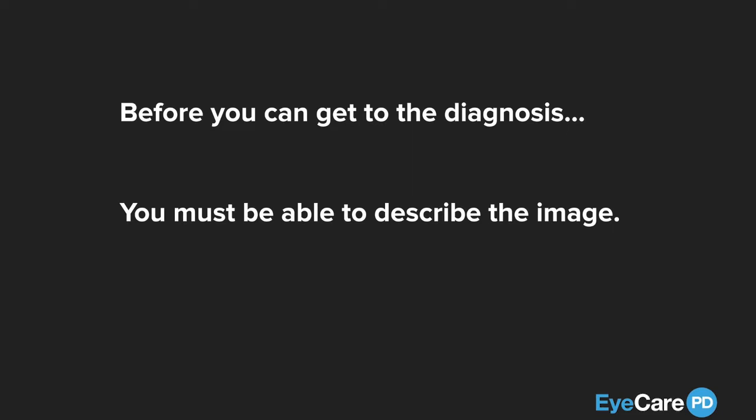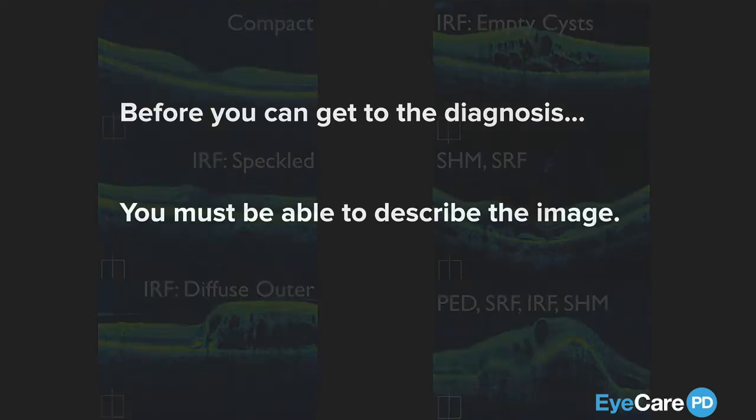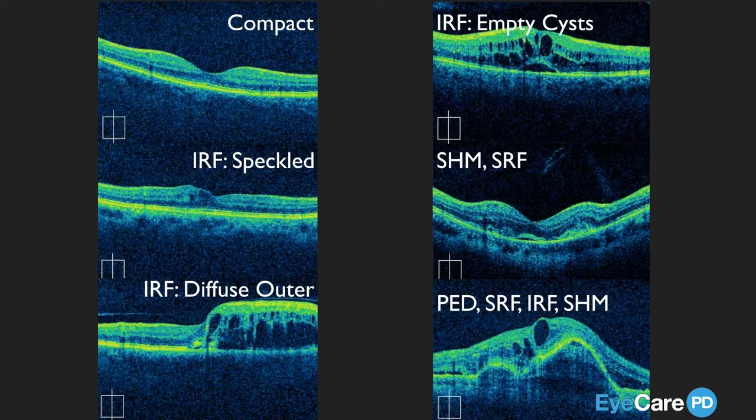And before you can get to the diagnosis, you really must be able to describe the images accurately. So again, showing you these descriptions of these images, these are common OCT words that we use to be able to describe the OCT. And really, it's that description of the patterns that's going to lead you to the right diagnosis. And of course, that in turn will lead you to all the next steps, such as treatment.